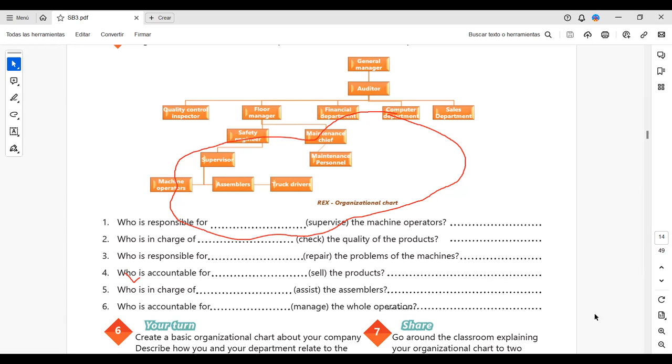Number five. Who is in charge of assisting the assemblers? Okay, the assemblers. Who is in charge of assisting the assemblers? Assisting the assemblers.